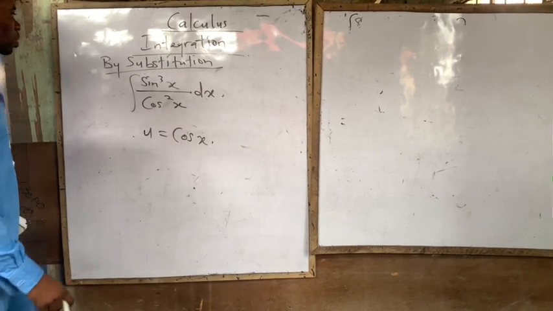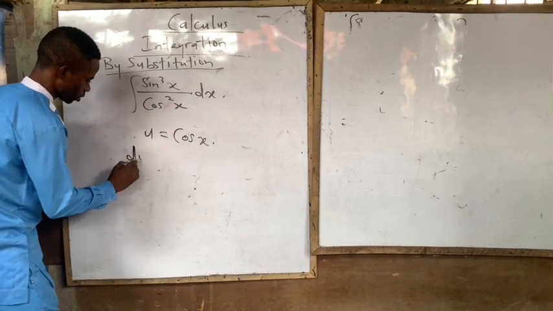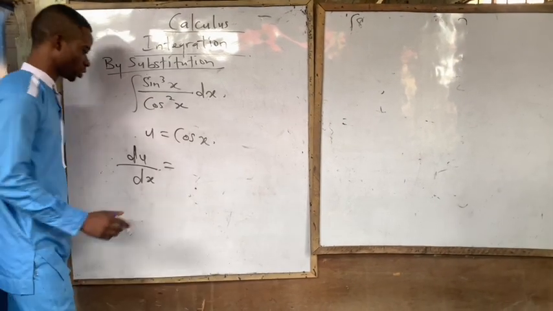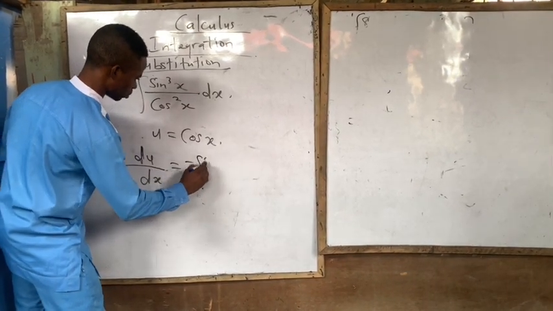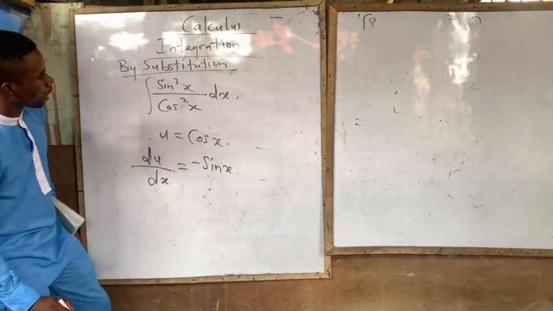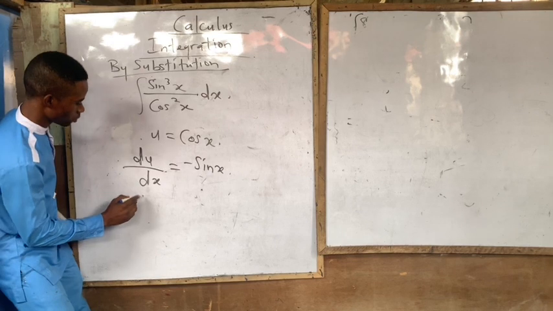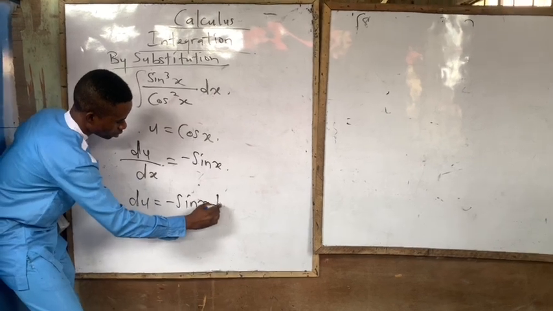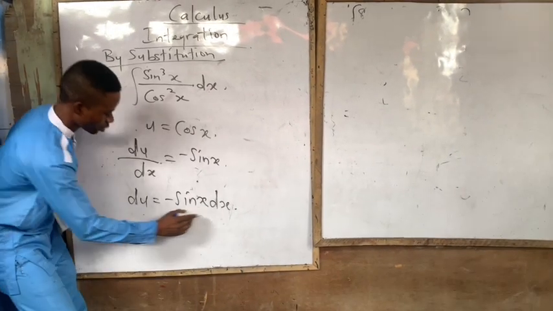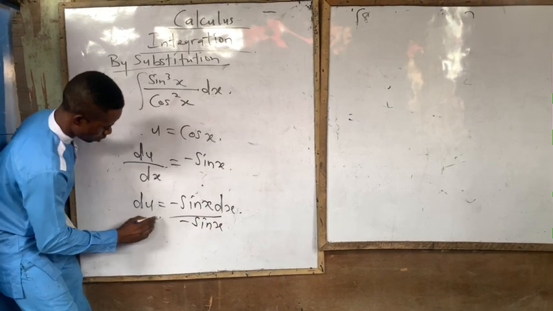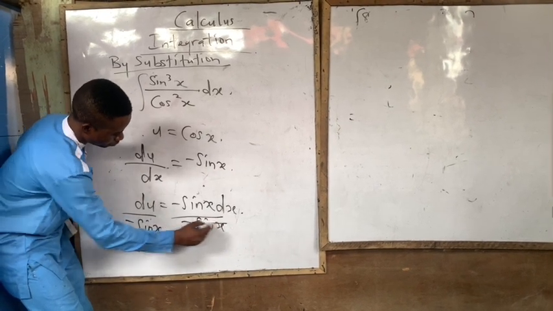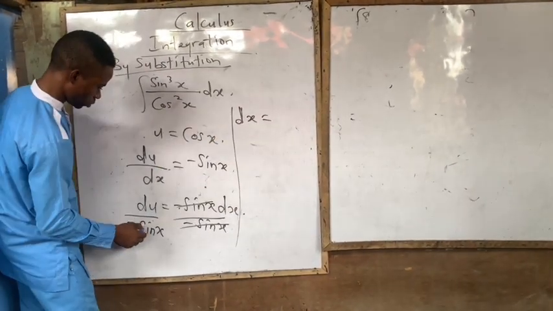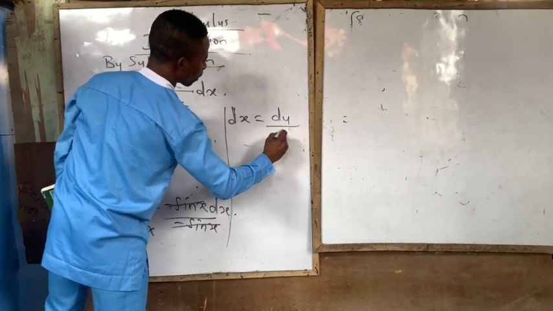When our u equals cos x, we find the du/dx. And what is the du/dx of cos x? That is minus sin x. And don't forget, I'm actually looking for dx. That means du equals minus sin x dx. So I'll divide both sides by minus sin x. That means my dx equals du all over minus sin x.